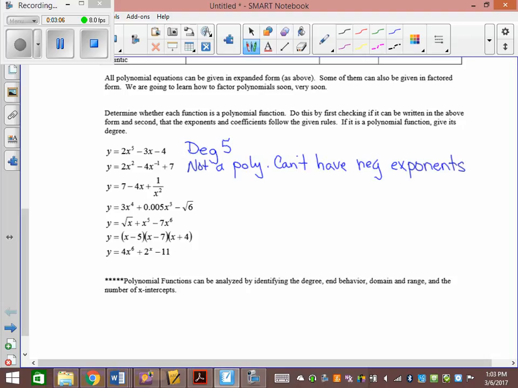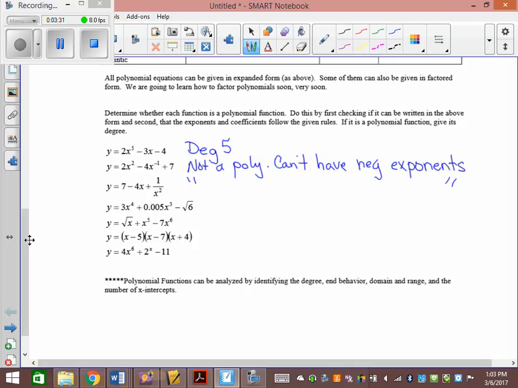Y equals 7 minus 4x plus 1 over x squared. So x to the 2 on the bottom, you can move it up, but then it would be x to the -2. So it's not a polynomial for the exact same reason as the previous one. You can't have negative exponents, because this is actually a rational, not a polynomial.